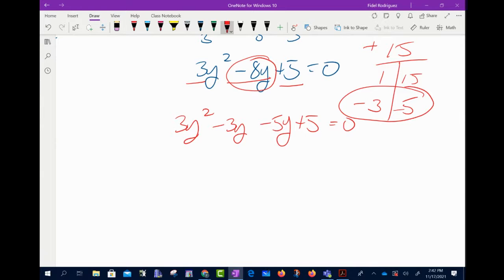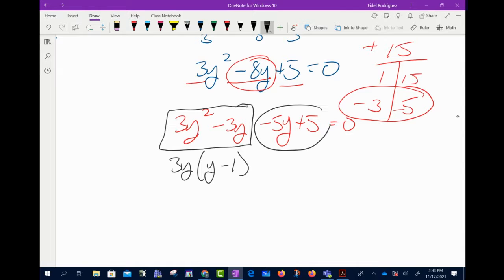And notice, all we did here is we rewrote -8, but using the numbers -3 and -5. Okay? So from here, what can I factor out? What do both pieces have? Not only a y, but a 3, right? So if we take out a 3y, we should be left with y minus 1.